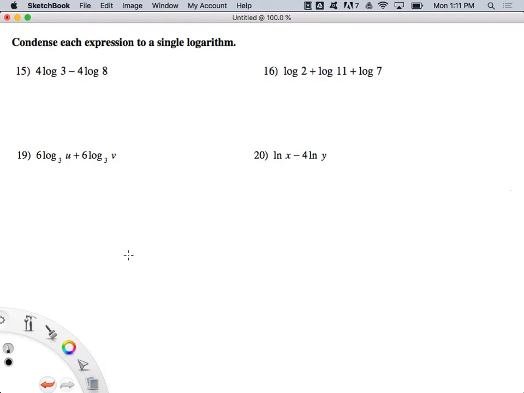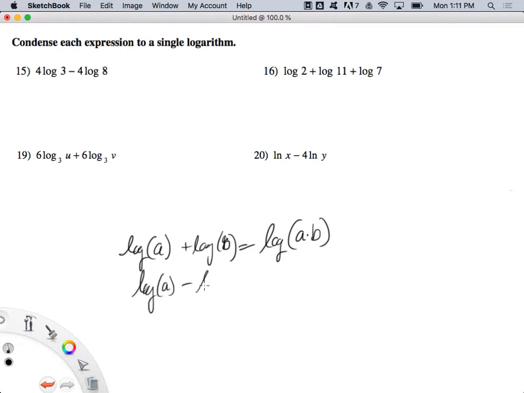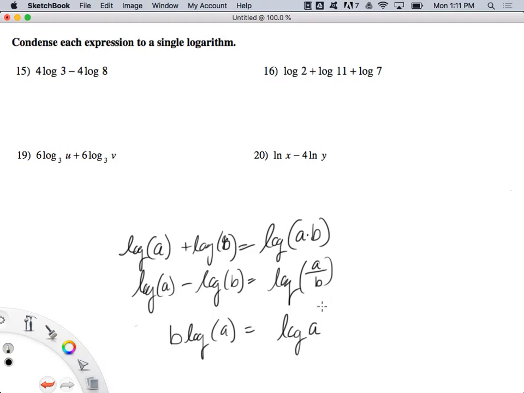So the first is the product property, which is the log of A plus the log of B equals what? The log of A times B. The log of A minus the log of B equals the log of A over B, and B times the log of A is the log of A to the B power. Those are the properties of logarithms. You guys remember these? Okay, very good. Makes me happy.